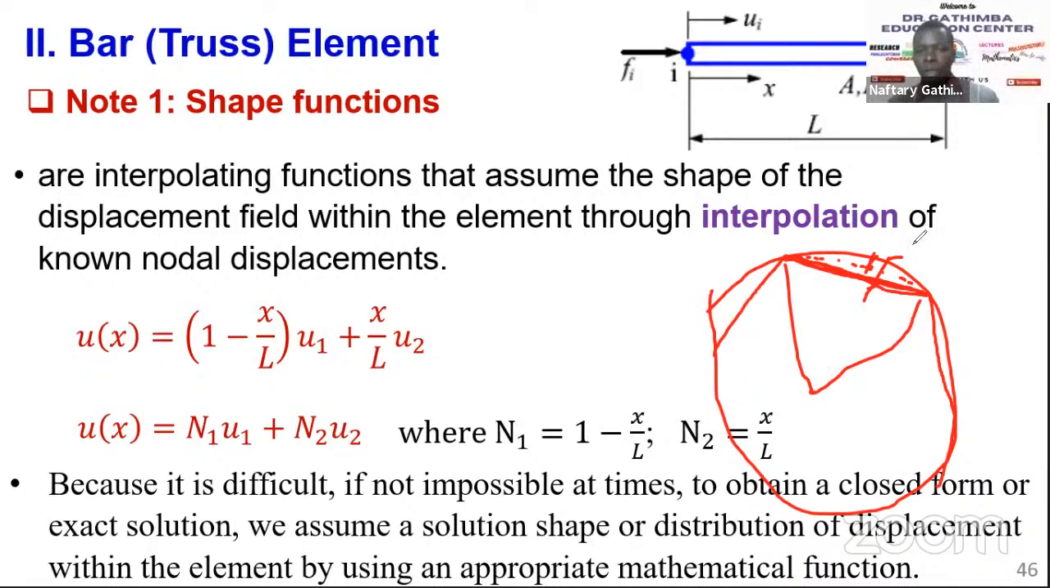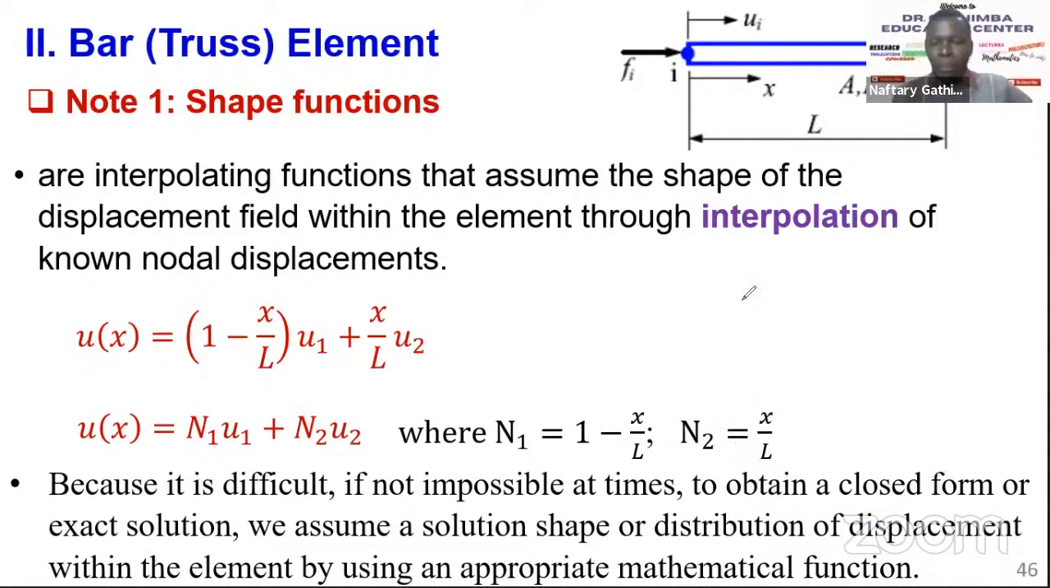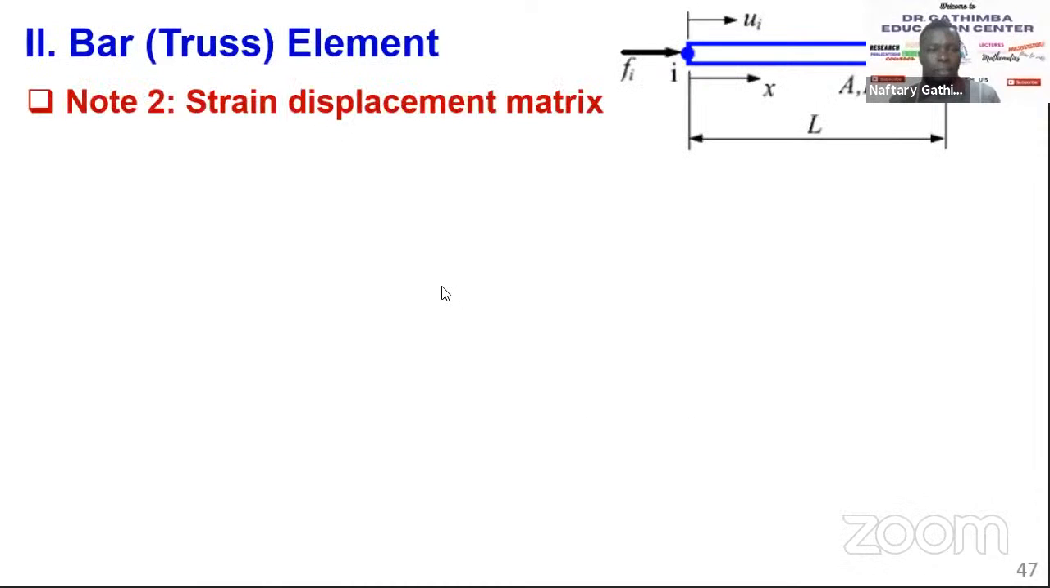Okay, let me not go deeper into that, but I wanted you to have a feel of what the shape function is. It's just our displacement function. Now we have extracted the interpolating function within what you call the shape function. Number 2, a note I want you to see is the strain displacement matrix.